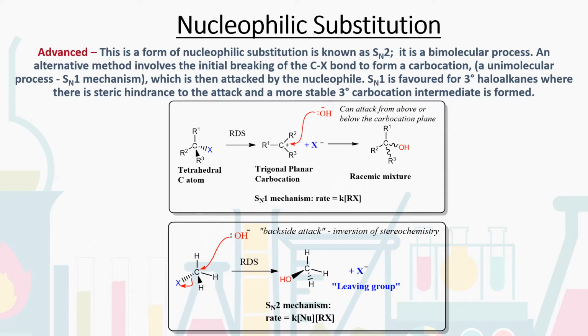And the key thing here is that our nucleophile always attacks from behind, 180 degrees behind the C-X bond. And so we call this a backside attack. It attacks from the back of the molecule. And what this actually leads to is an inversion of stereochemistry.